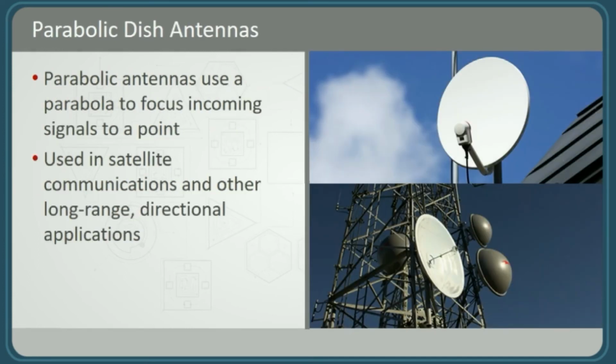And finally, we have the parabolic dish antennas, whereby the parabola is used to focus incoming signals to a point. So it can pick up on a fairly broad range of signals, but then it focuses them. And of course, this is used in satellite communications and other long-range directional applications. So it's certainly not omnidirectional, nor is it uni, but typically you get a fairly focused portion of that spectrum that is picked up by the parabola and then again sent directly to that single point for processing.